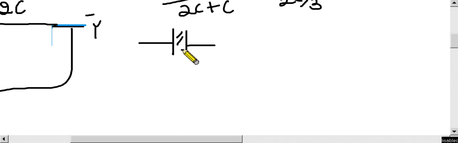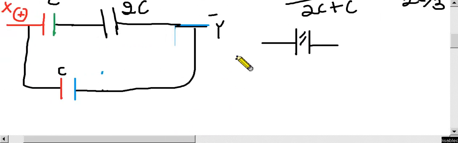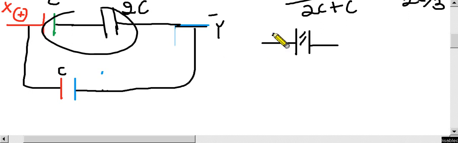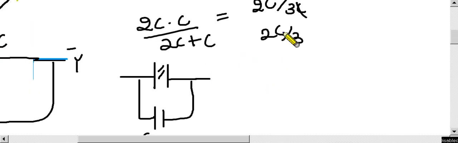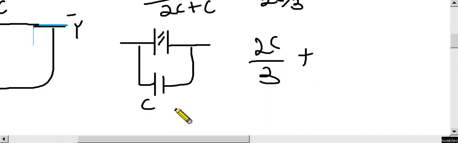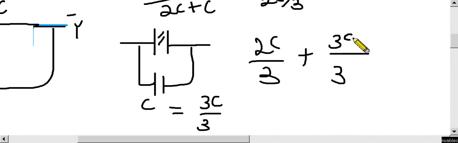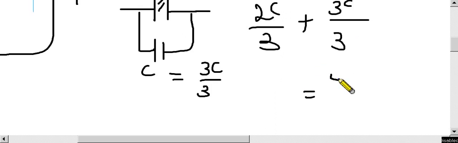So this two we simplify to this single one. So now we have this one, so it is here. Now they are parallel, so you just have to add 2C divided by 3 plus this C. We can write 3C divided by 3, then 5C divided by 3.